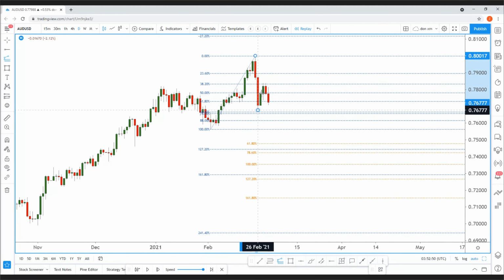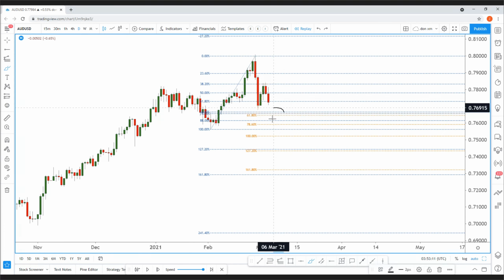So what do I see? Straight away, you can see this area of confluence. If I were to use a box, 78.6% retracement lining up really, really nicely with the 61.8% retracement. So this is a support area that I'll be looking at. Why? Strong area of Fibonacci confluence. And of course, I saw this earlier this morning, and it of course played out. So that's where I'll be looking at these levels.